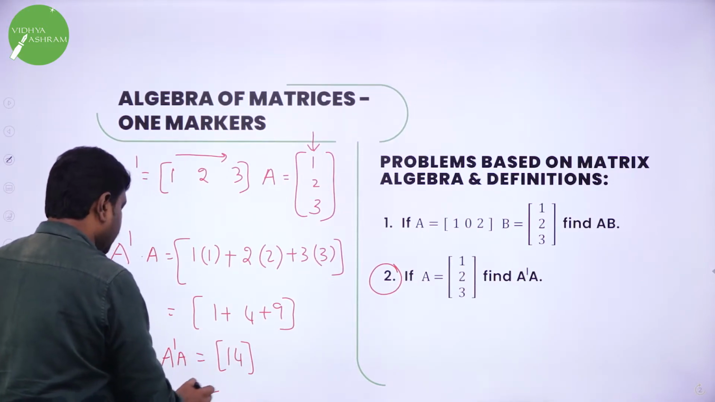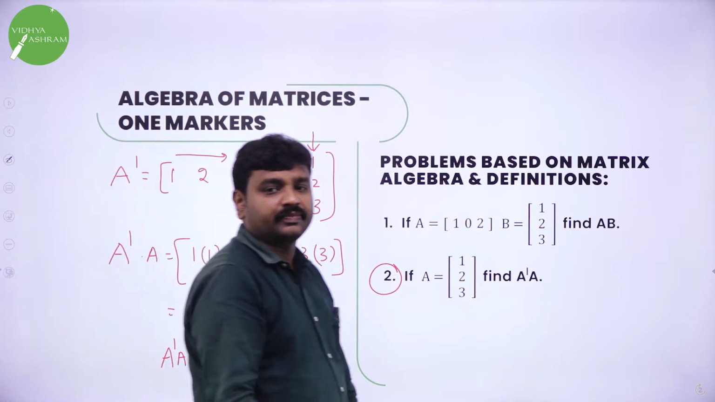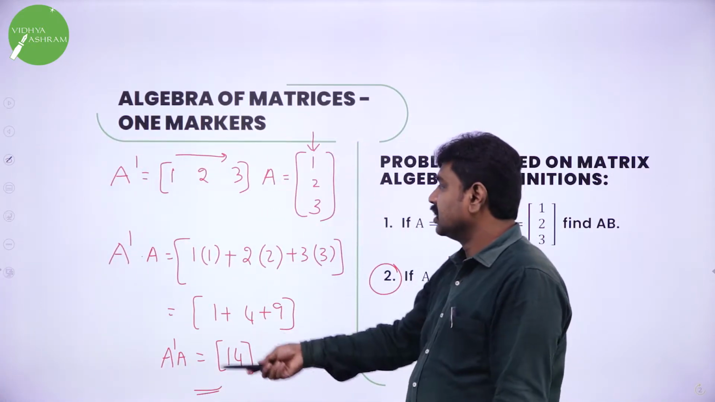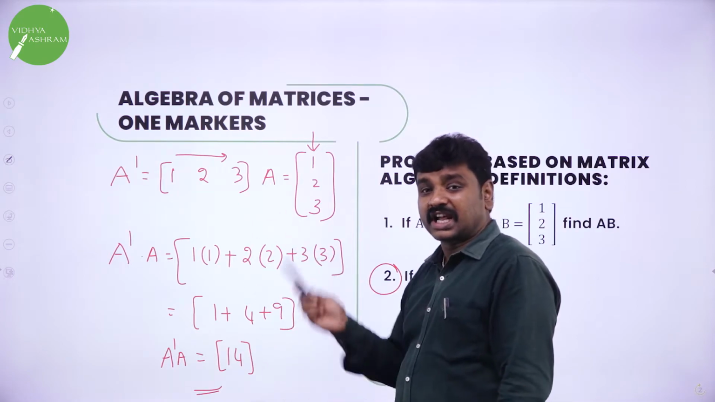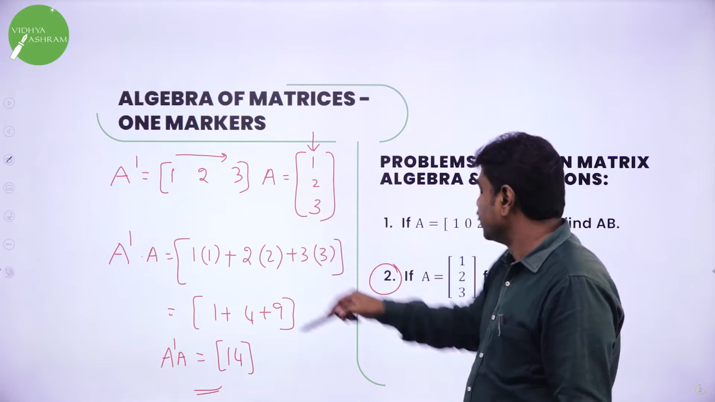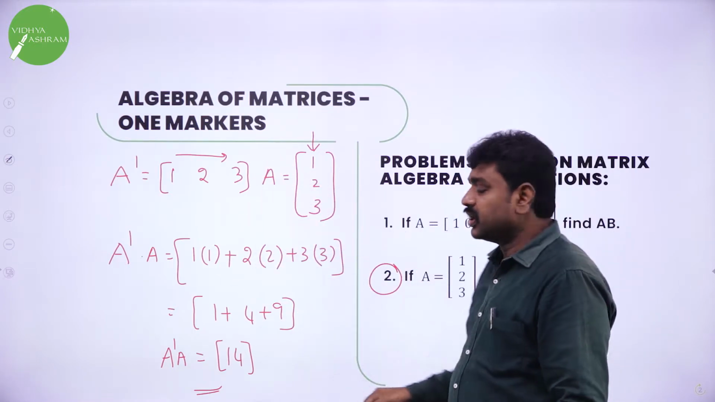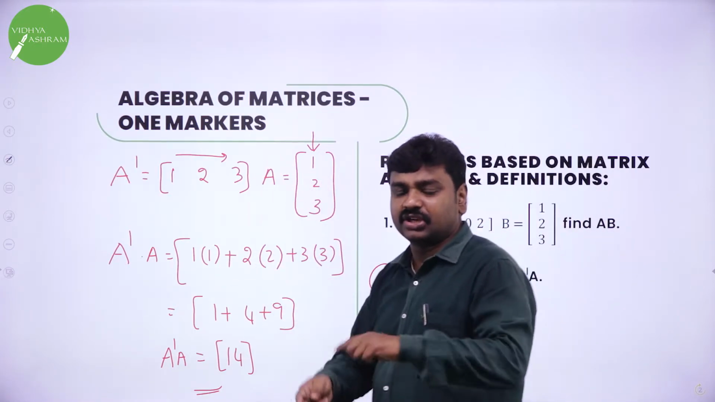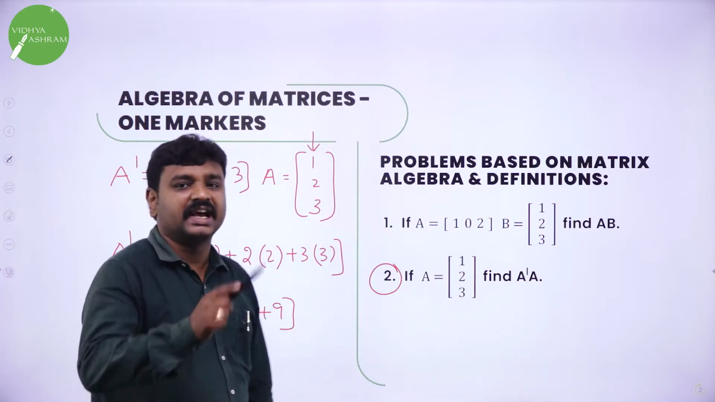You got the value called A dash into A. That is 1 cross 1. I hope all of you understood this. A dash into A. What is meant by A dash? Transpose of A. How to get transpose? Change the rows to columns. First row is 1, make it the first column. Second row is 2, make it the second column. Third row is 3, make it the third column. By interchanging rows and columns, you will get the transpose. That is A dash.